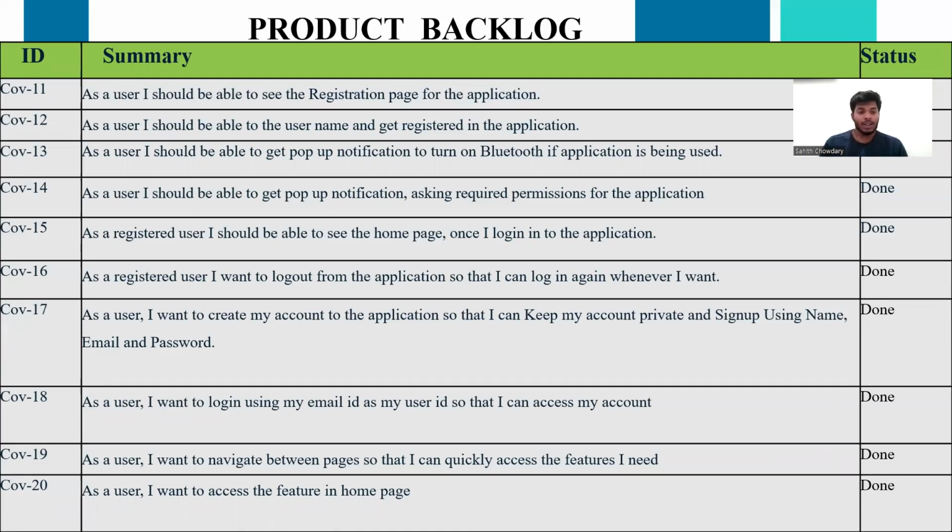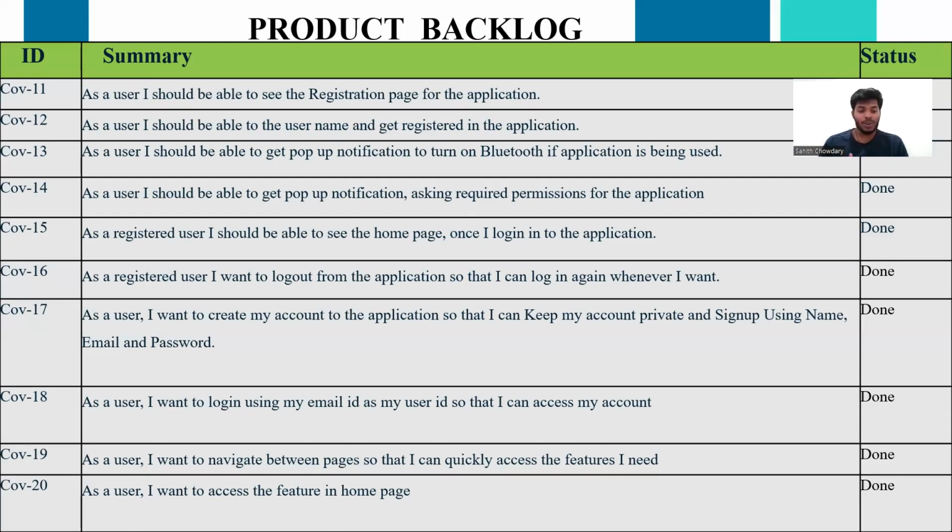And in COV16, the registered user should be able to log out from the application whenever he wants, and log in whenever he wants. And in COV17, the user should be able to create his account in the application to keep his name, ID, password, email, everything in private. And COV18, the registered user should be able to log in using his email ID as his user ID to access his account. And in COV19, the user should be able to navigate between the pages to access the features whatever he needs.